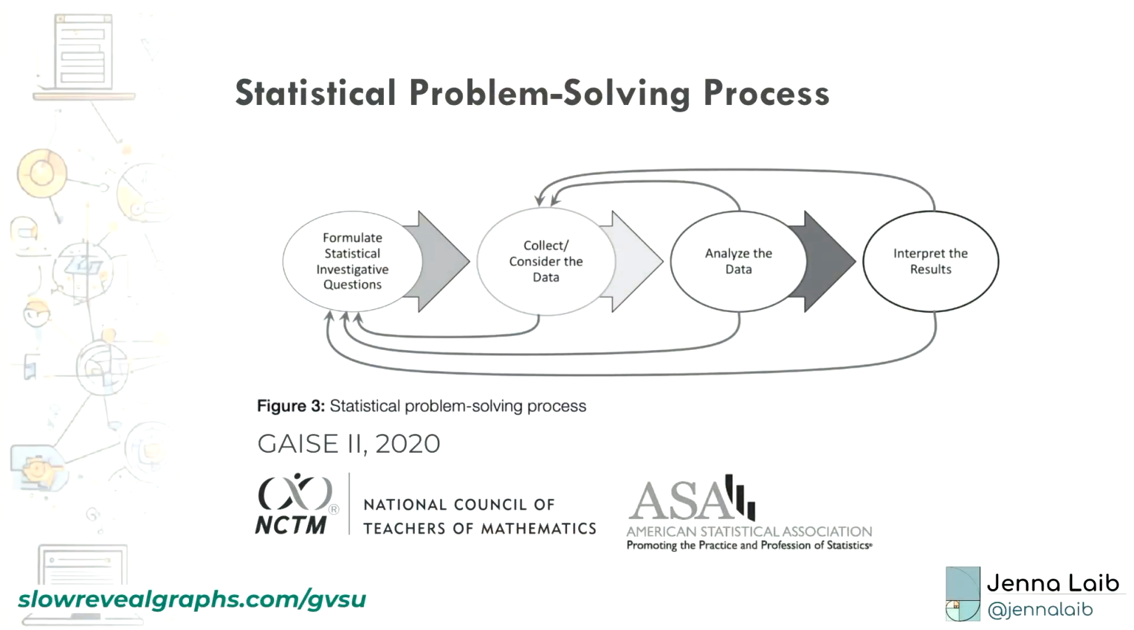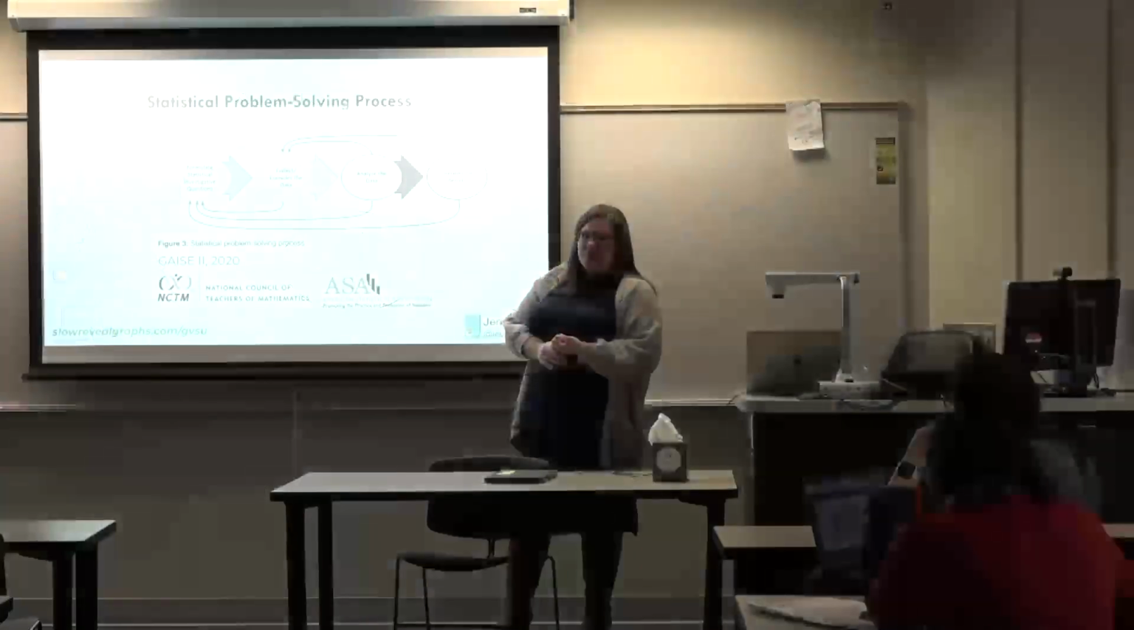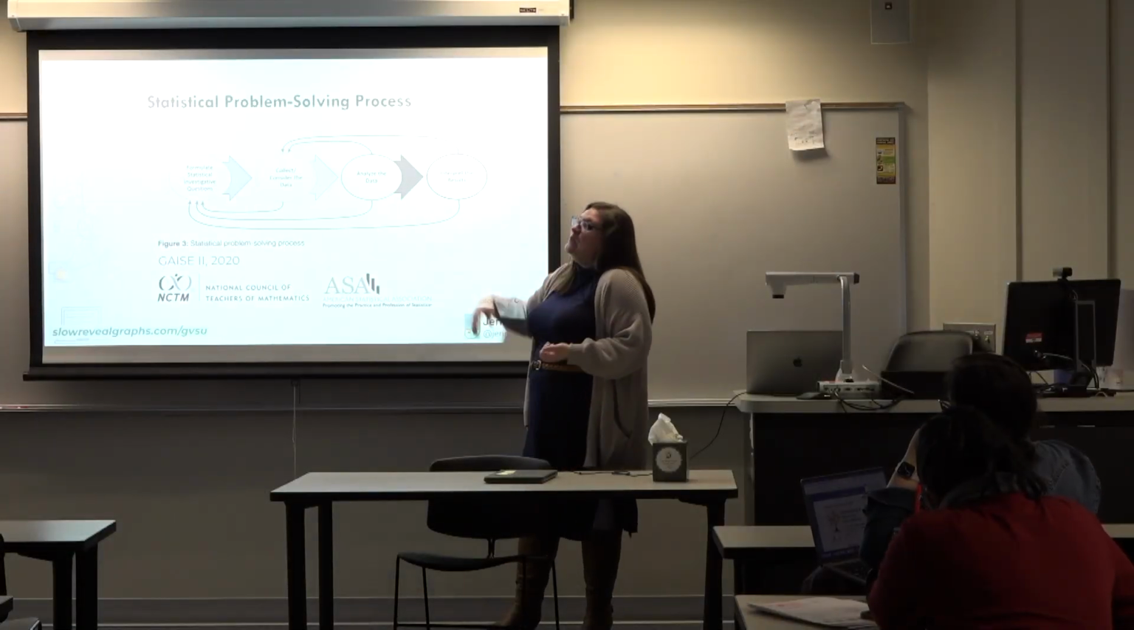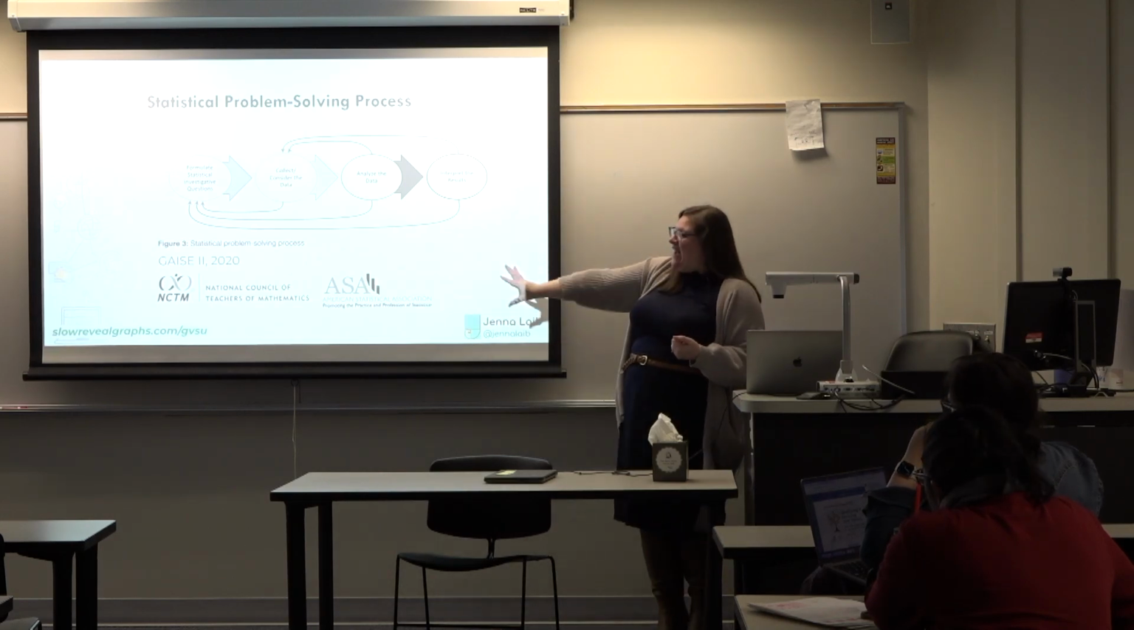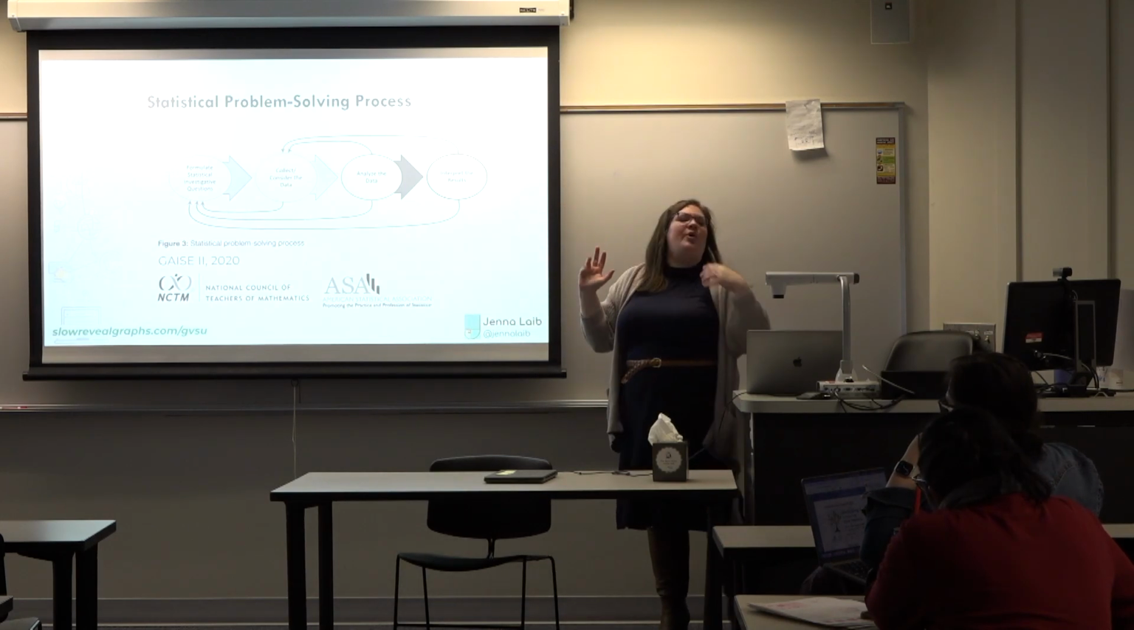Part of this is the statistical problem-solving process. This is from GAISE, the Guidelines for Assessment and Instruction in Statistical Education, also endorsed by NCTM and ASA, the American Statistical Association. To go through this whole data process, first you start by formulating a statistical question. Then you collect and consider the data, trying to think about your own biases. You analyze the data, and you interpret the results. Maybe as you analyze the data, you realize you need to go back and change something about your collection process. Maybe after you interpret the results, you realize you should have asked a different question. So it has a circular, cyclical quality.